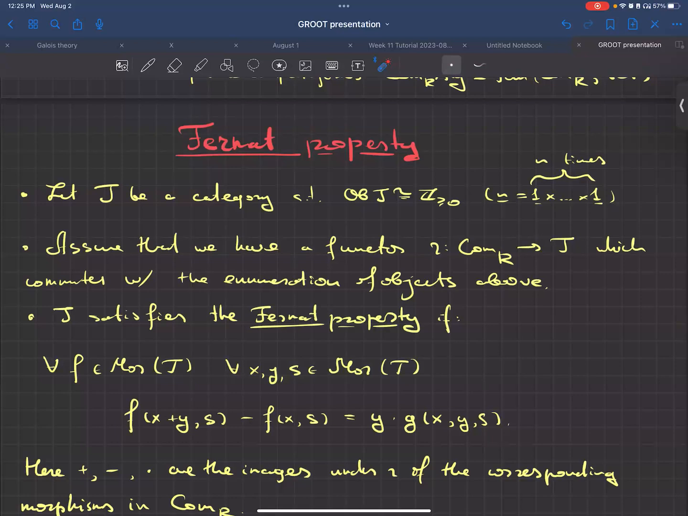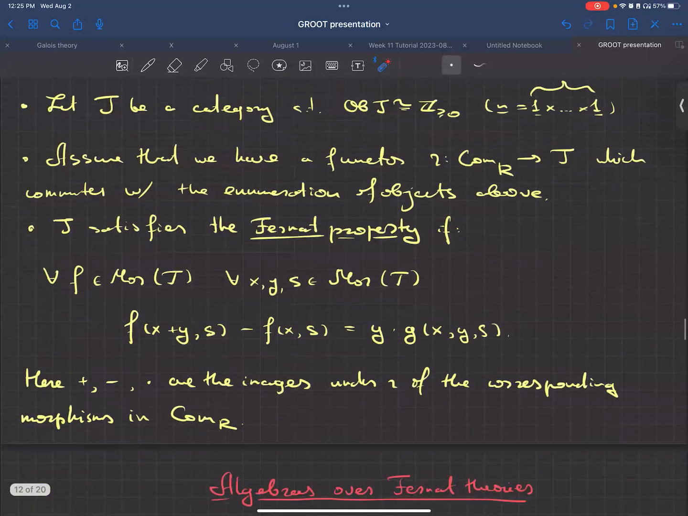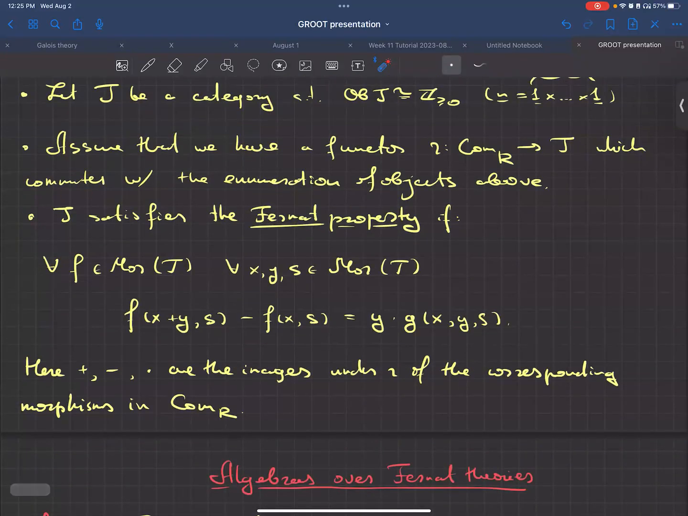So an image of the object with index n is once again an object with index n. Then we say that the category T satisfies the Fermat property if for any morphism f in T and for any three morphisms x, y, and s in morphisms of T, we have an identity like this: the difference of f(x) plus y s minus f(x s) is equal to y times some other morphism g of x, y, and s.